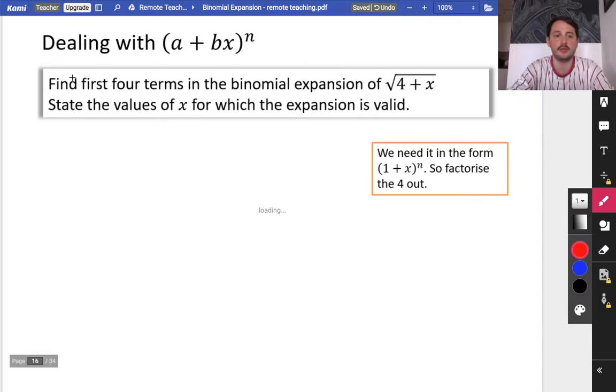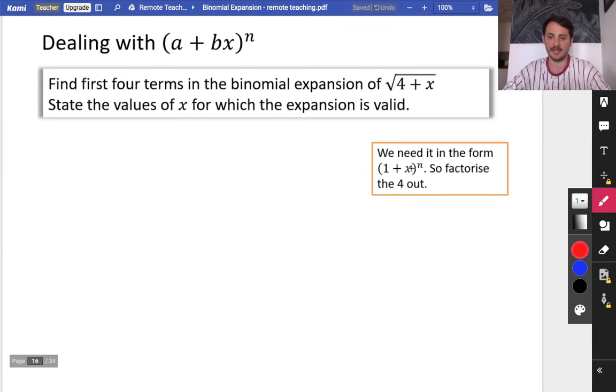So if we want to do a binomial for something that had a 4 at the start, we need to think about how this might work. So this one's asking us to find the first 4 terms in the binomial expansion of the square root of 4 plus x, and it wants us to state the values of x for which the expansion is valid. That's very common for them to do.